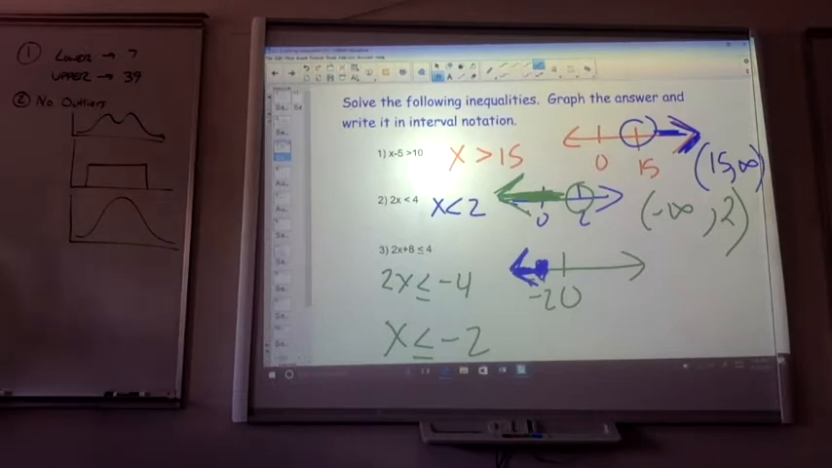Negative infinity. All right, so how do I write my interval notation? Where did I come from? Read it left to right. Negative infinity, didn't I? And I'm going to what? Negative 2. Is it square bracket at negative 2 or rounded? Square, because I have a solid dot. I have an equal sign, so it's square bracket.